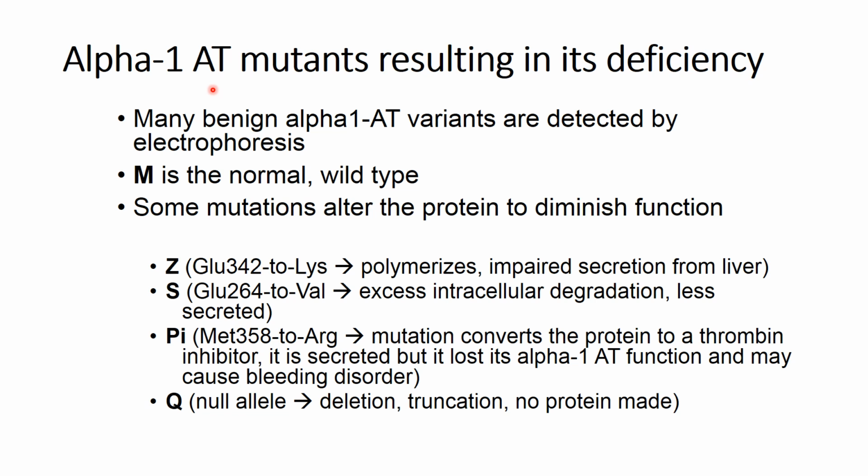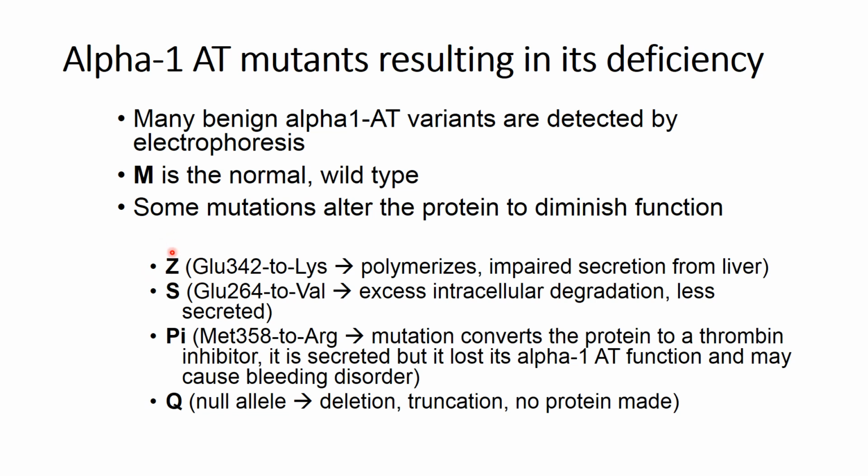The alpha-1 antitrypsin, as every protein, is known in several different isoforms. Most of these mutations are benign, which means that yes, there is a change in amino acid, but it does not result in any change in function. M is the normal or wild-type form of this alpha-1 antitrypsin inhibitor, and this is the form which is working properly. However, some mutations alter the function of the protein.